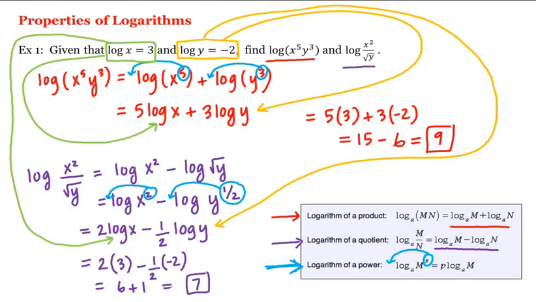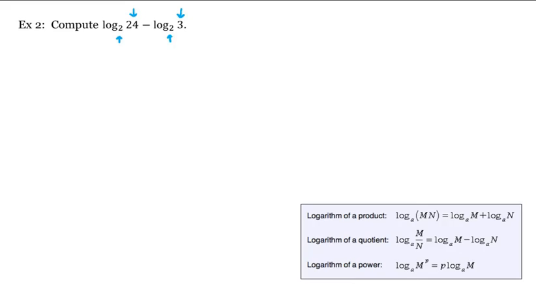All right, let's look at another example. Let's compute log base 2 of 24 minus log base 2 of 3. Now, do we know a power that we can raise 2 to get 24, or a power we can raise 2 to get 3? We don't. So we could use the change of base formula on each of these logs separately, but it's going to be much easier if we use these properties of logs.